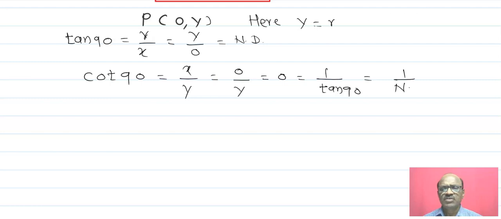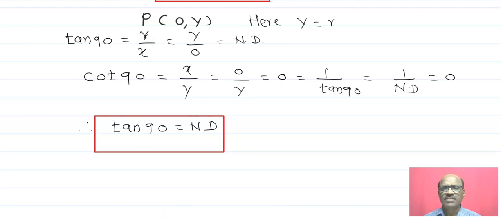Which is the reciprocal, that is 1 upon tan of 90, and 1 upon not defined is equal to 0. Therefore, tan 90 is not defined and the cot of 90 is equal to 0.